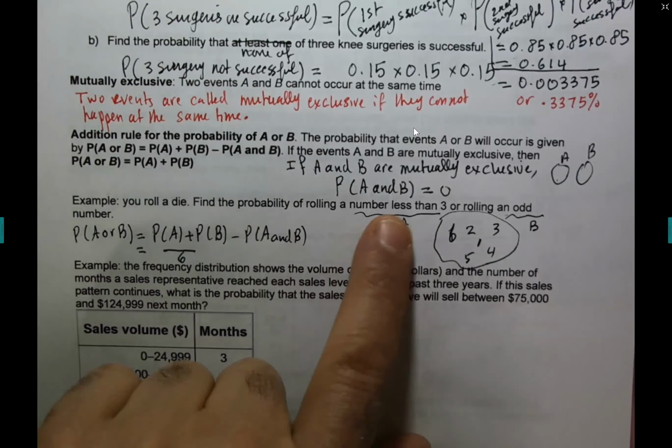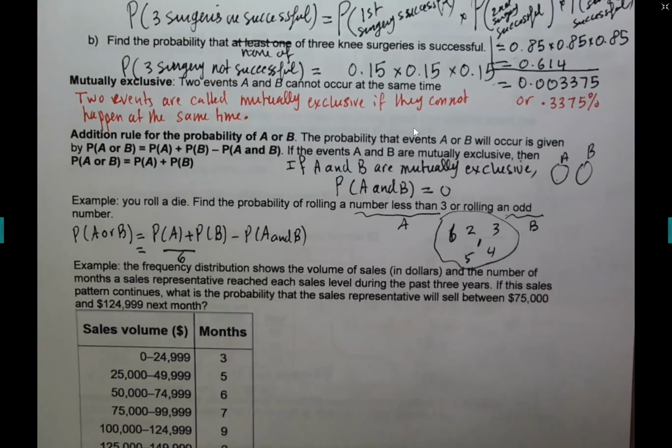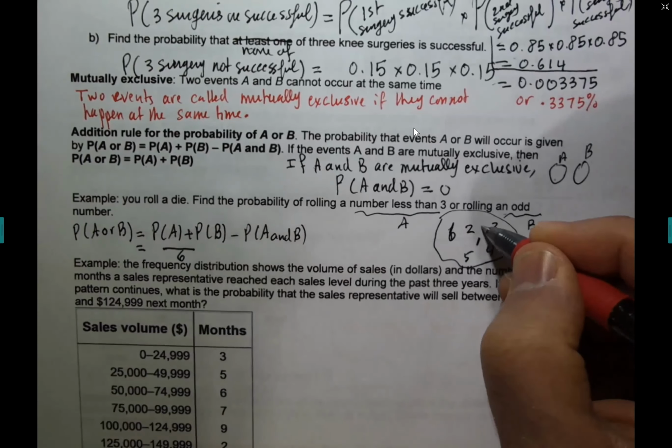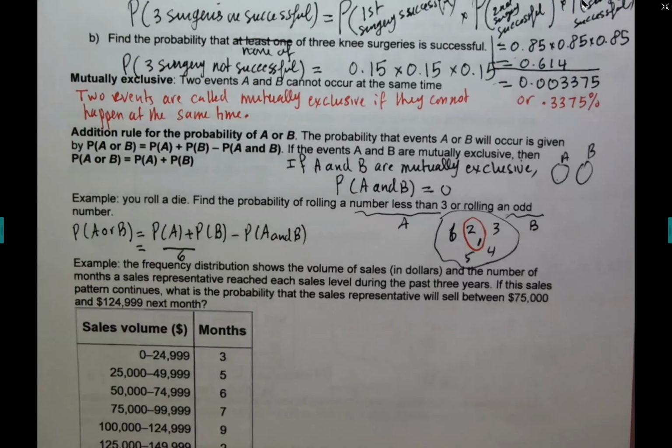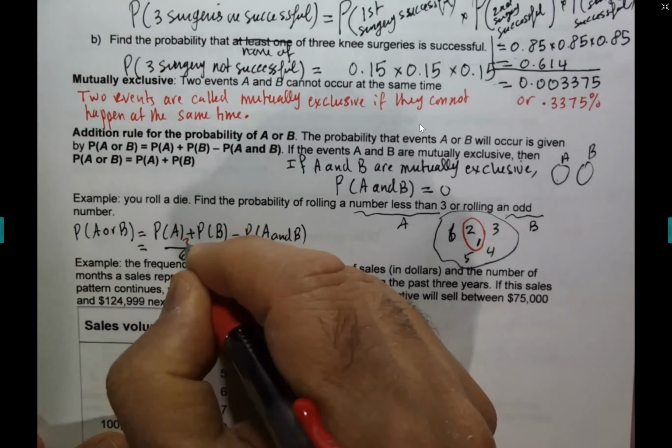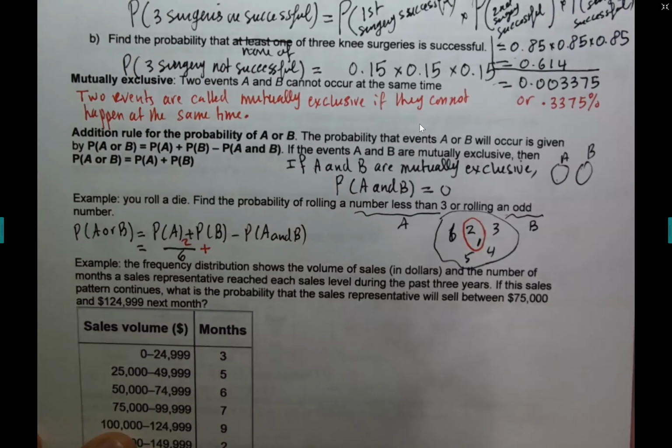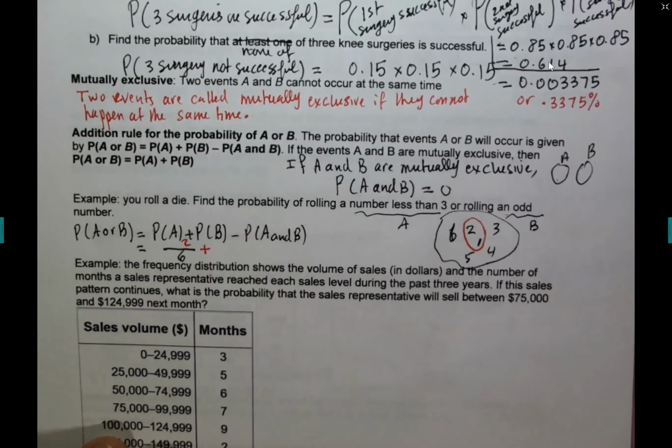Okay, what's the probability of rolling a number less than 3? I got this and that. So the answer will be what, guys? How many? 2. 2, not 3. Less than 3 doesn't include 3, guys. Remember, less than 3 doesn't include 3. So it's 1 and 2. So 2 out of 6. Plus. What is the probability of rolling an odd number? 3 out of 6. Yep.